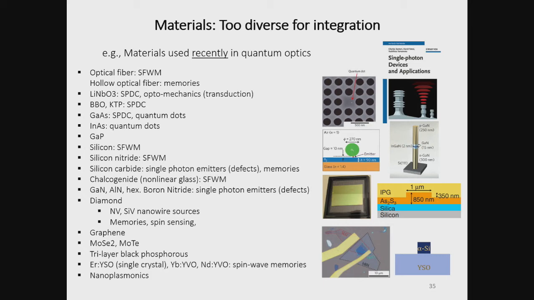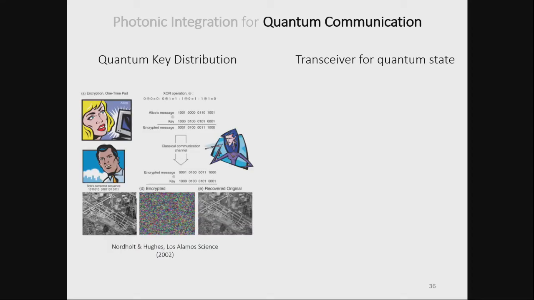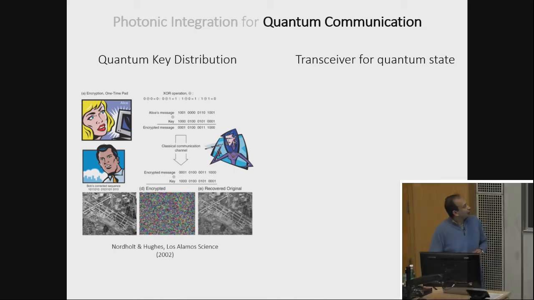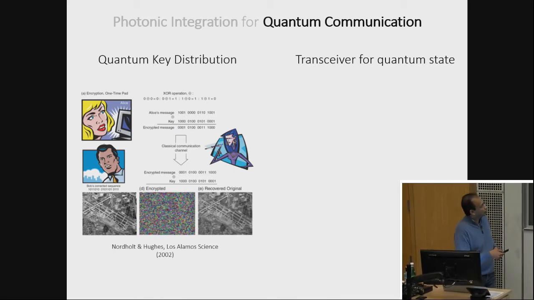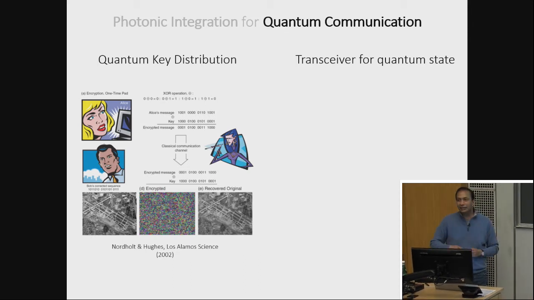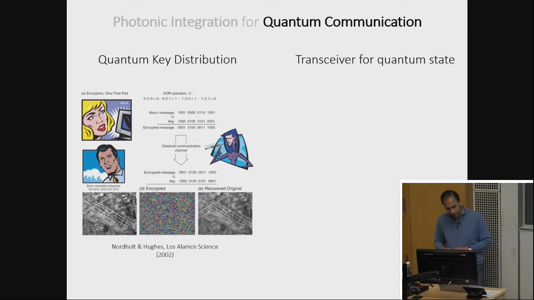What do you need, for instance, for quantum communication? There are two big problems out there: a quantum key distribution problem and a transceiver problem. What I mean by quantum key distribution is basically, let's see, two cartoon characters decide they want to share an image of an airfield, for whatever reason, and another cartoon character is in the middle, and you want to make sure that she only sees this kind of image, whereas Alice and Bob see the correct image.